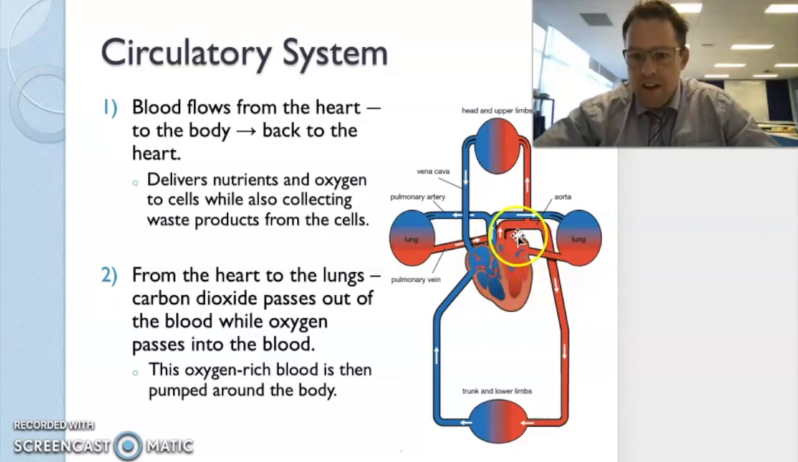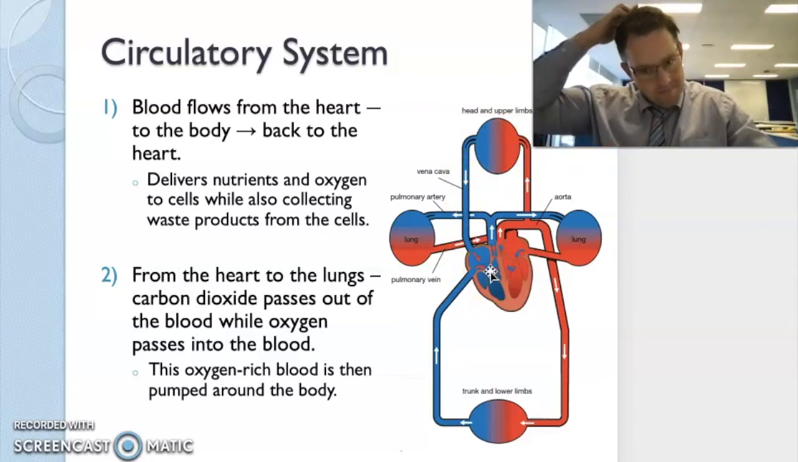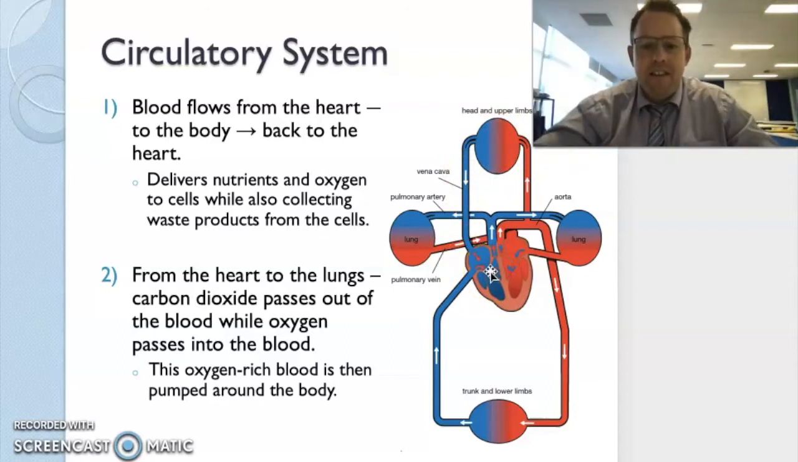It goes from the left side of the heart out to the body, so to the lower body and limbs, to the upper body and limbs, and then it'll come back to the right side of the heart, and that's our first circuit. The idea of that is that's how it's going to deliver nutrients and oxygen to the cells, and then bring back any waste products from the cells to the heart.